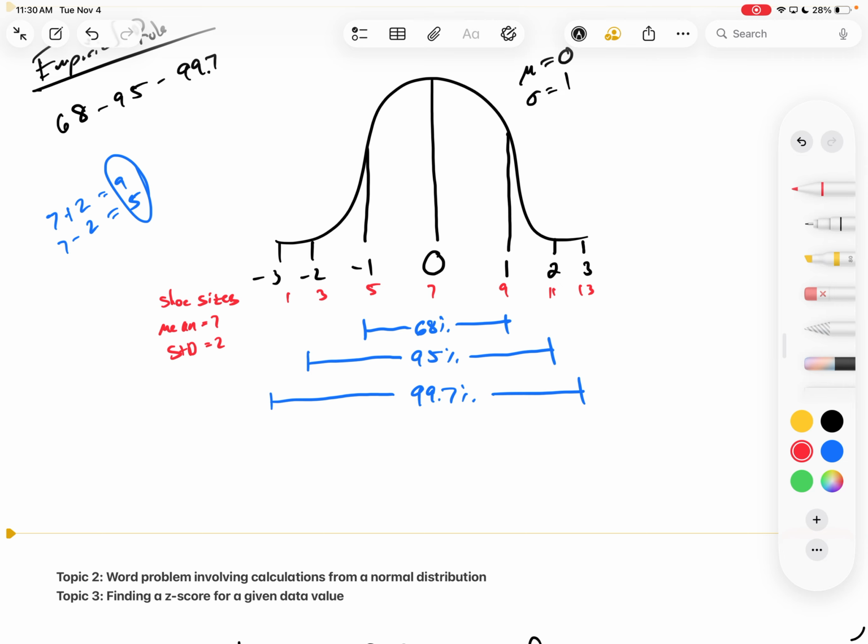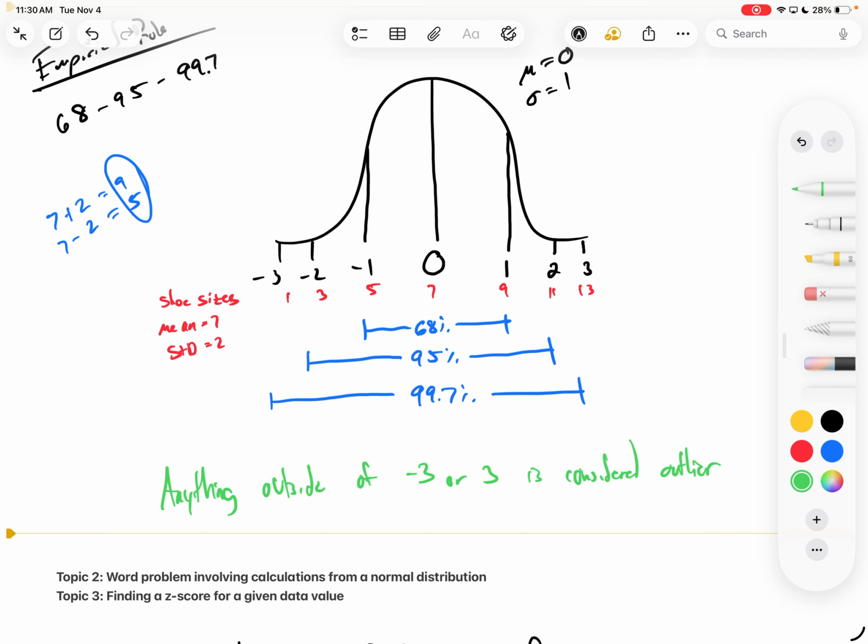So that makes sense. If I go 3 standard deviations away, 99.7% have a shoe size between 1 and 13. We talked about outliers previously. Anything outside of 3 is considered an outlier. That kind of makes sense. Anything outside of -3 or 3 is considered an outlier. All right.